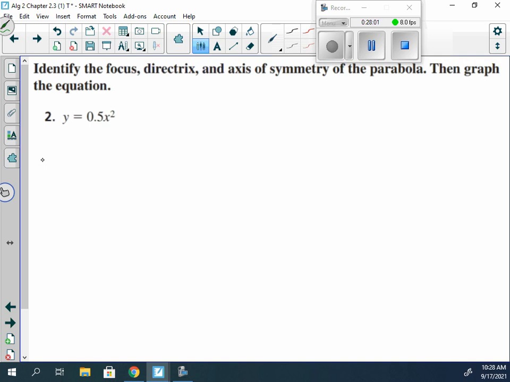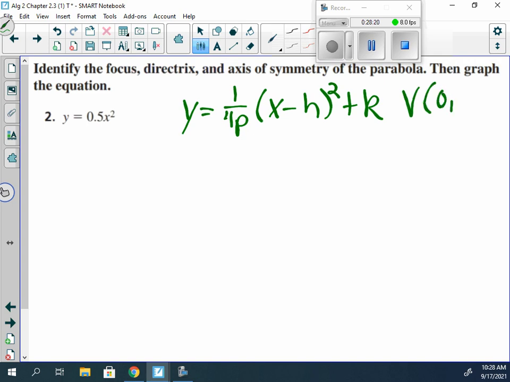Y is the term by itself, yes? So that means we're looking at y is equal to 1 over 4p, parentheses, x minus h squared plus k. This is the equation we have. Now we already know that the vertex is 0, 0. And we saw in the last one, really, the minus h and minus k are going to go away, yes? Because they are 0, 0. So what are we really left with? 1 over 4p times x squared.